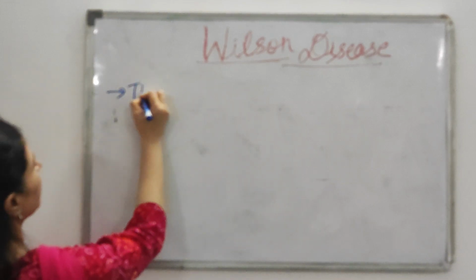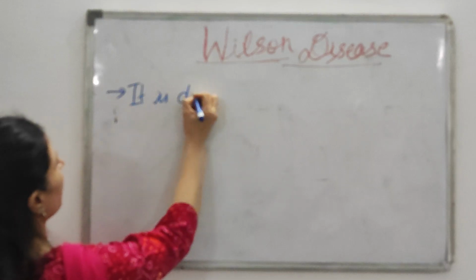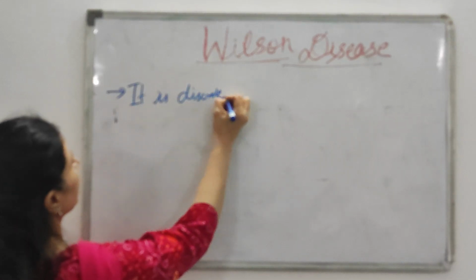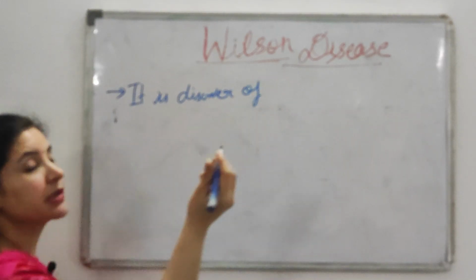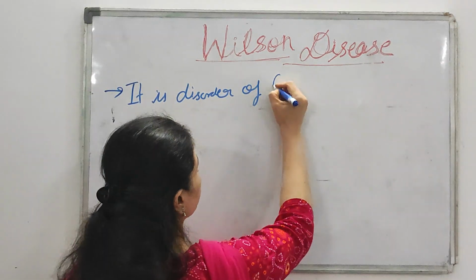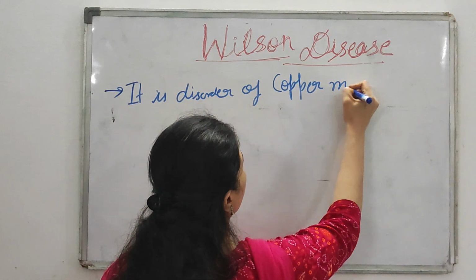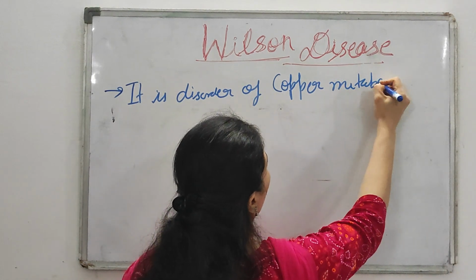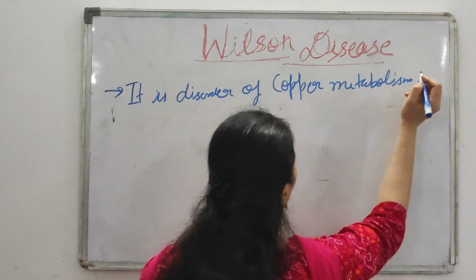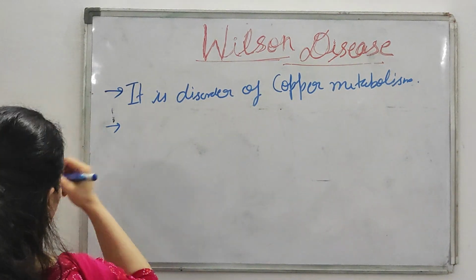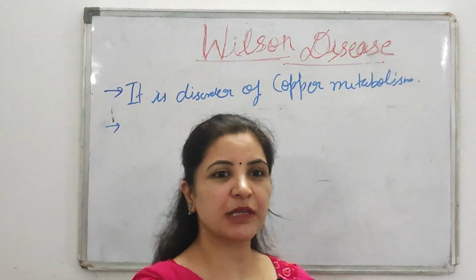It is a disorder of which metabolism? It is a disorder of your copper metabolism. Okay. Second thing, how does the name Wilson come?